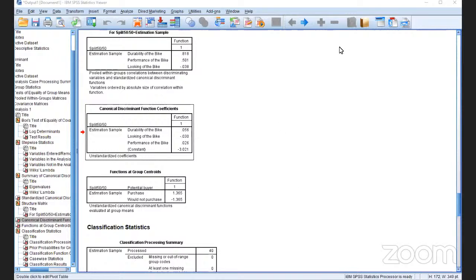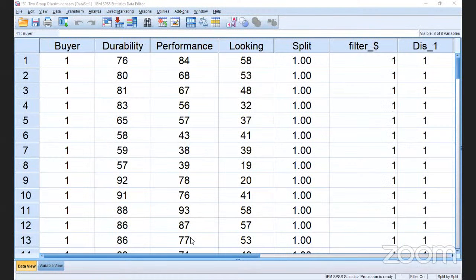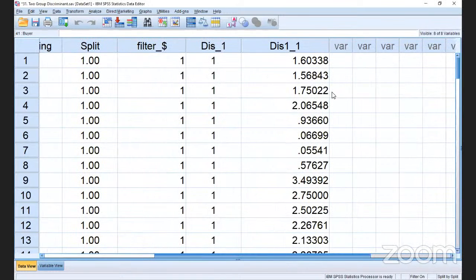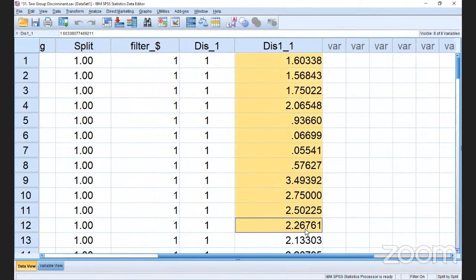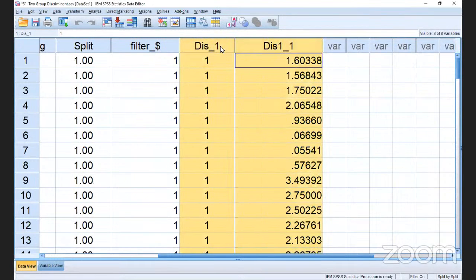So I am showing you the table. I am stopping sharing this and opening the main table. So here you can see this. I saved two values: one is group and another is score. These are the discriminant scores. A positive discriminant score shows the buyers, meaning a potential buyer will buy the product.